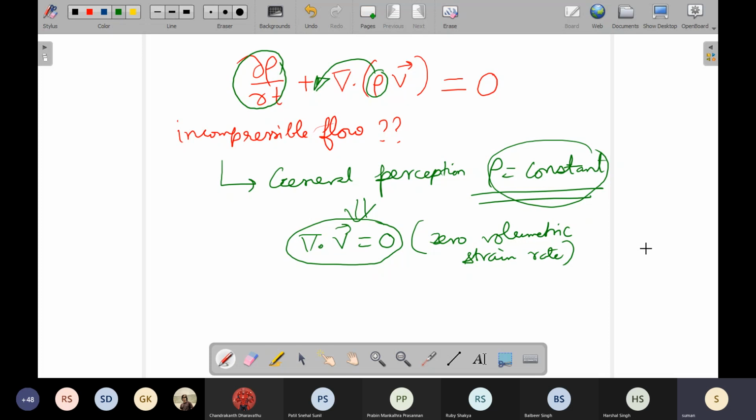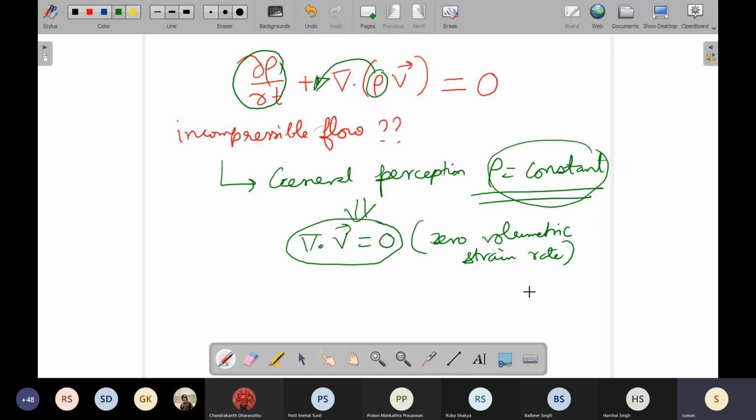So this and this are consistent in terms of the conceptual framework. That means if density is constant, you expect that there will be no change in volume of an identified fluid element. This is very intuitive also: if density is constant, how can you have a change in volume of an identified fluid element?